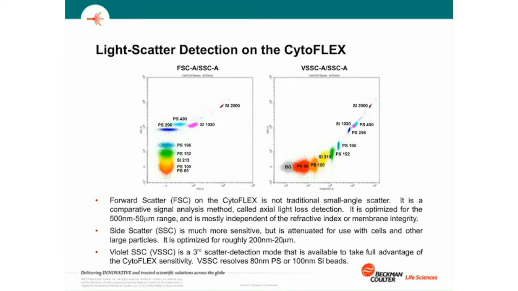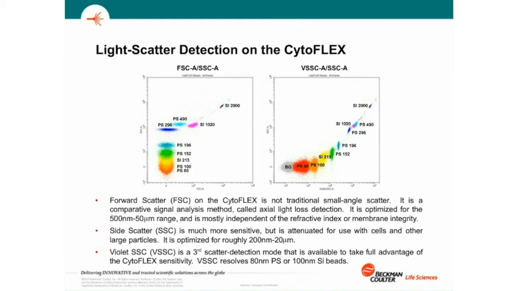This system is optimized for the 500 nanometers to 50 micron range, and it is mostly independent of the refractive index, which can be seen in the figure on the top left. You can see 500 nanometer particles versus 1,000 and 2,000, which is mostly proportional to the actual size of the particles, as opposed to the refractive index, which you can see in the side scatter detection.